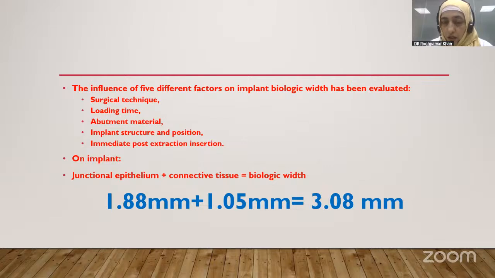Here, because of the loss of periodontal structure while placing the implant, while doing ostectomy and all, we will have some amount of bone loss. Hence, biological width is more around the implant.